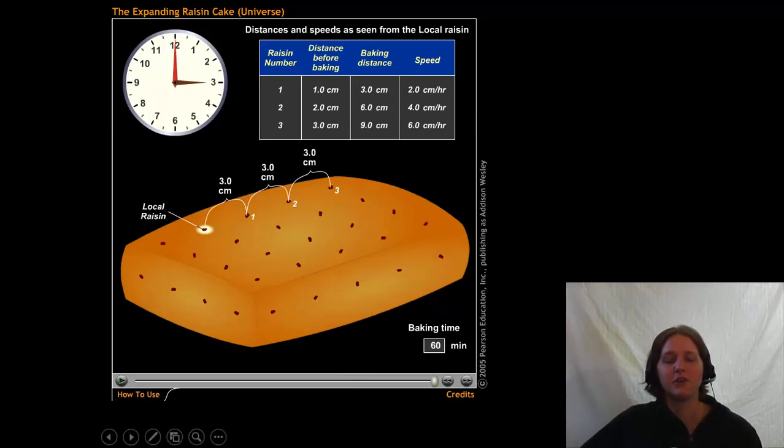Right? And here's a beautiful thing about the expanding universe. It doesn't matter which raisin you call the local raisin. Every raisin will see every other raisin moving away from it. Every raisin will think that they're somewhere special. The problem with this analogy is a loaf of raisin bread has edges, and a loaf of raisin bread has a center. So you can ask, does the universe have a center? Does the universe have edges?